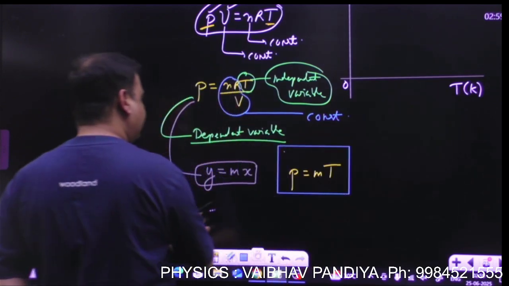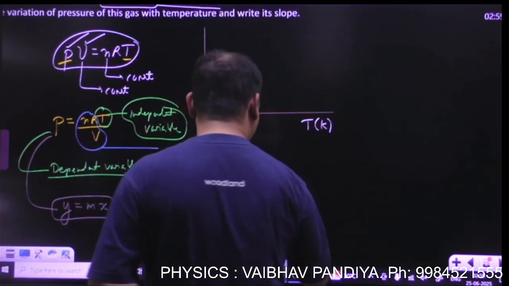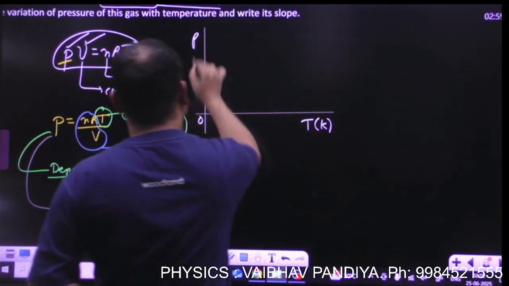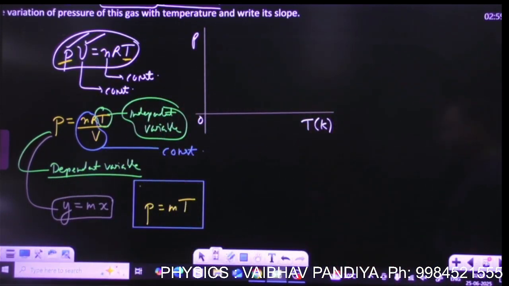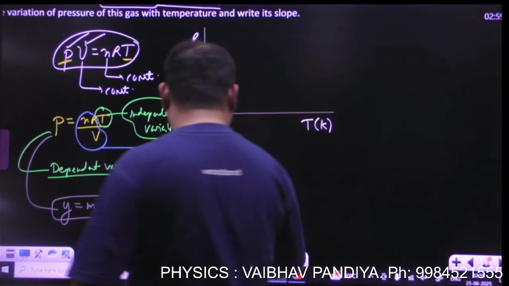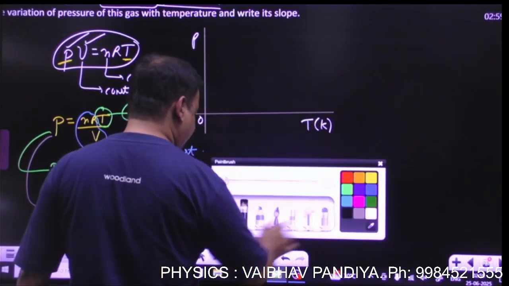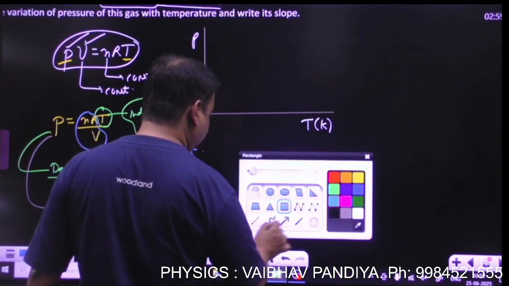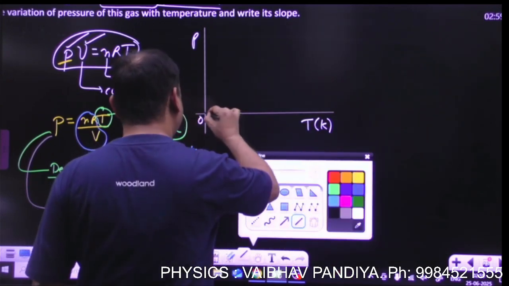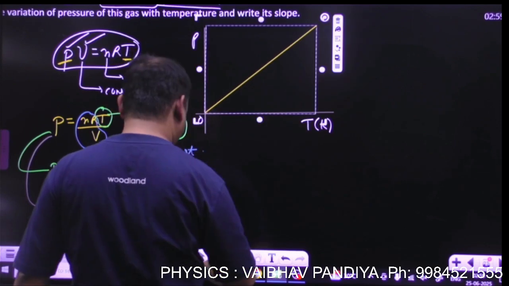So what do you think? When you are making a P versus T graph, a P versus absolute temperature graph for an ideal gas, which kind of graph will you get? You will get a straight line graph, correct? Passing through the origin. Why passing through the origin? Because there is no intercept. C has a 0 value.